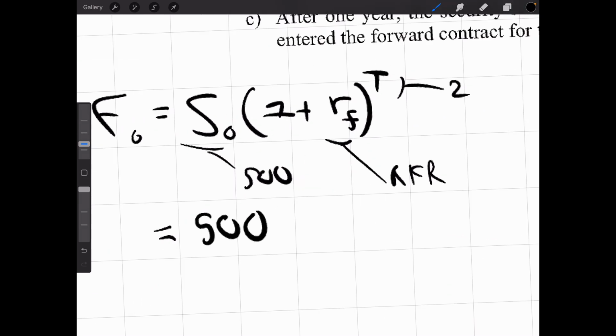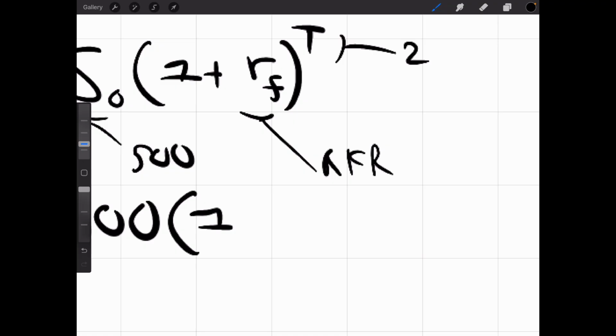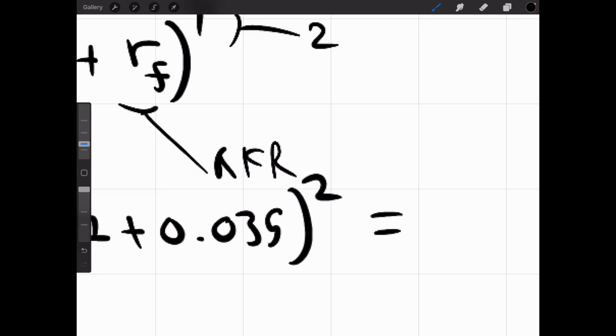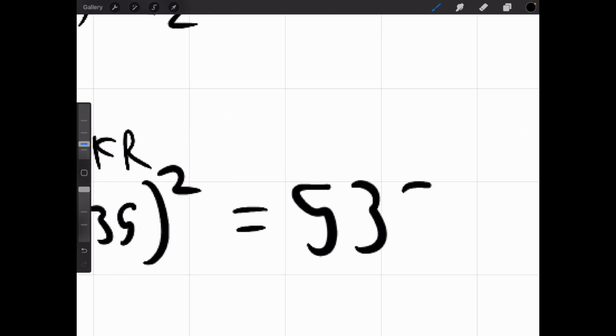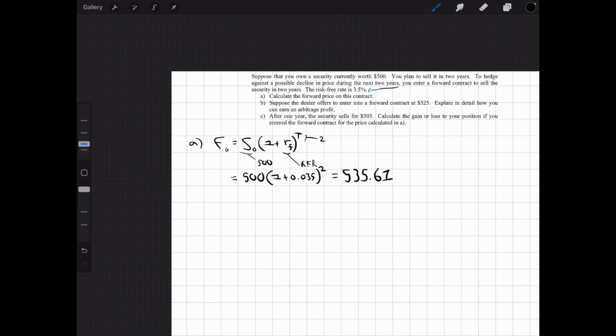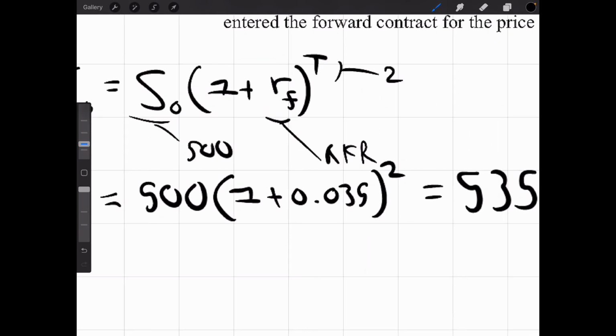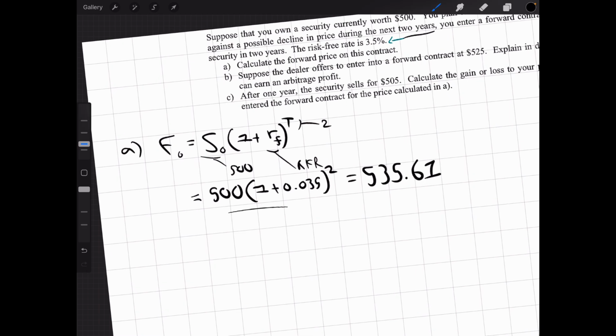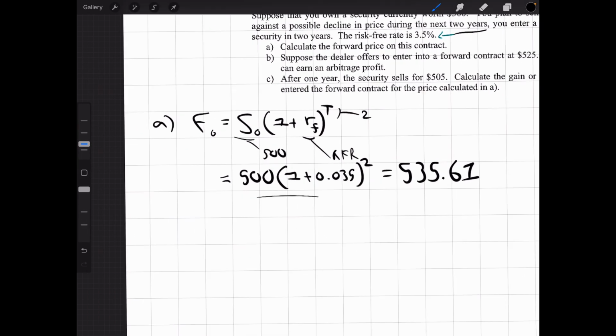I guess I'll do this line, which is probably not worth too much to you, but maybe it's helpful. And you can use your calculator or your mind if you're just crazy with it to find out that the answer is $535.61. Okay? That's your answer for the forward price on the contract.